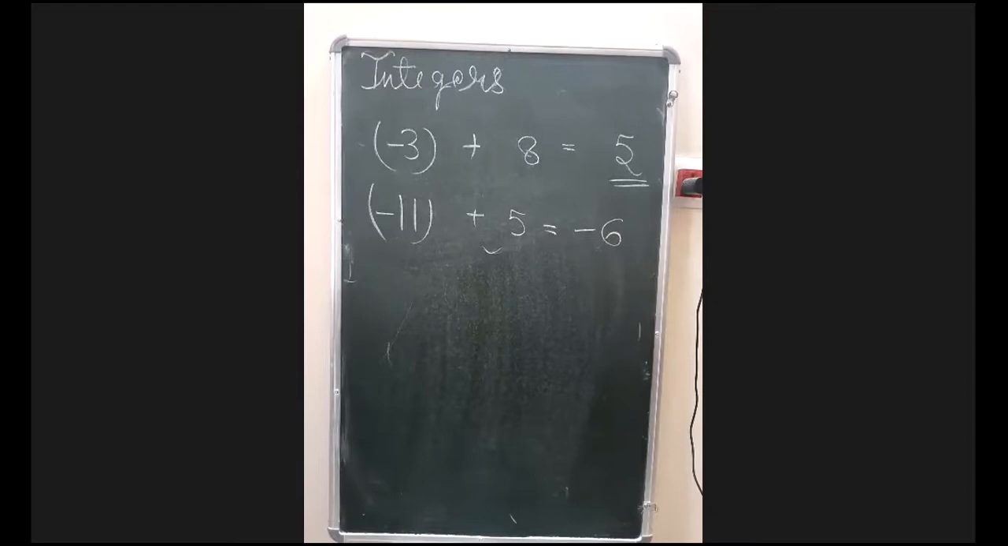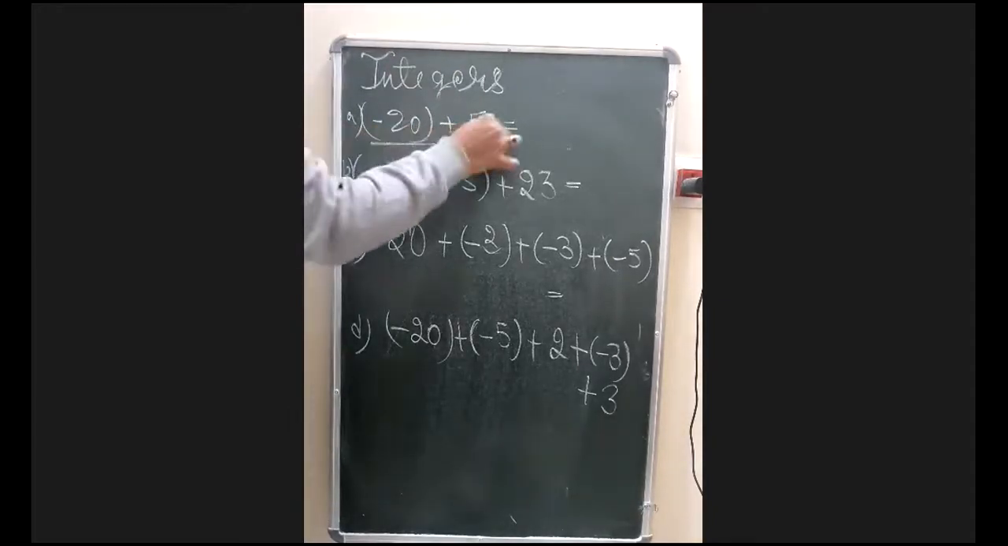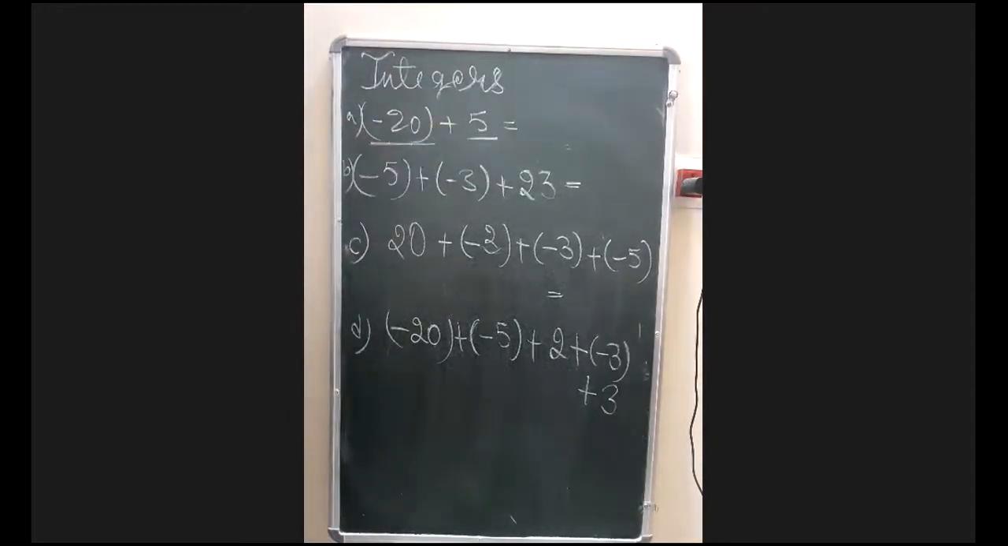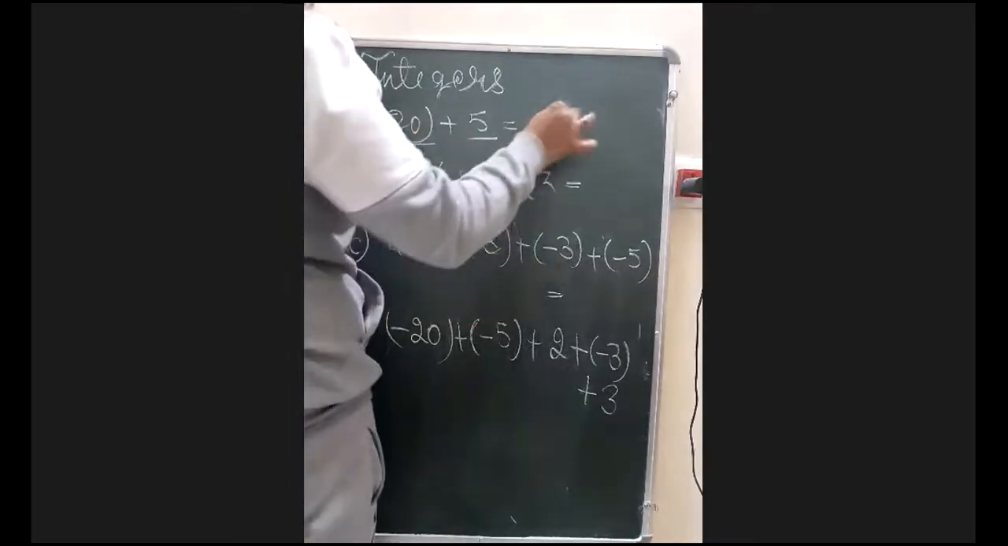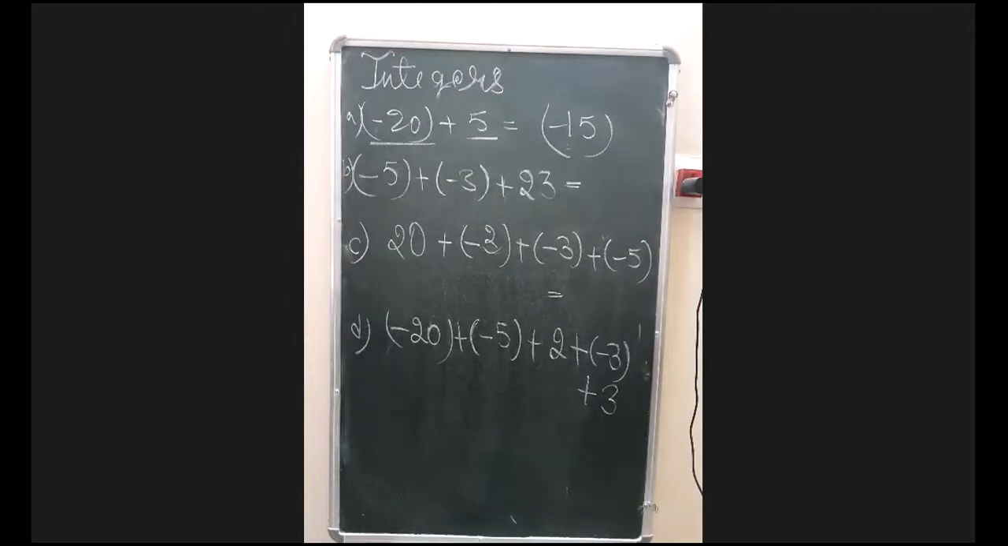Now I am putting some questions over here. You tell me the answers, whether it is correct or not. So as you all can see, the question which is written on the board is -20 plus 5, and that is one positive, one negative. It means they will be subtracted. So it will give you -15 because 20 is the greater number, है ना?